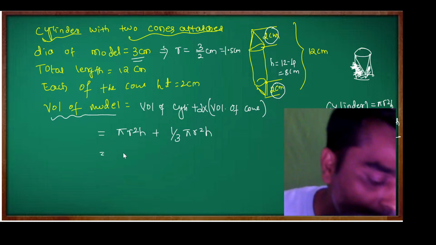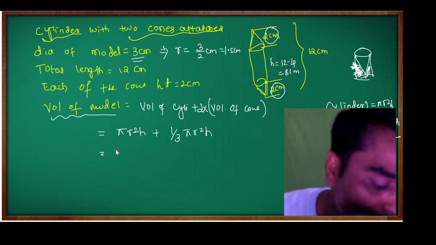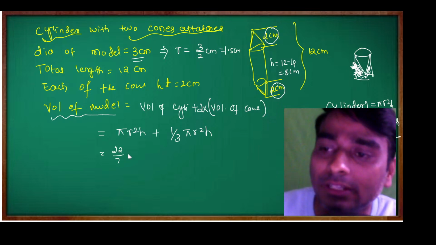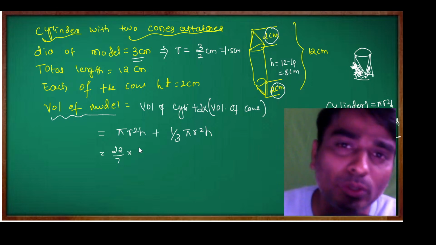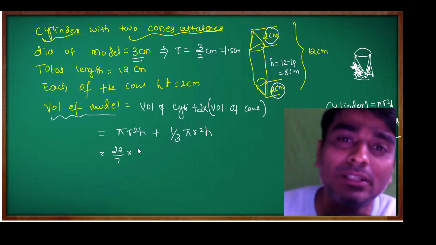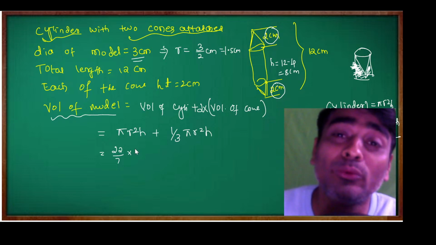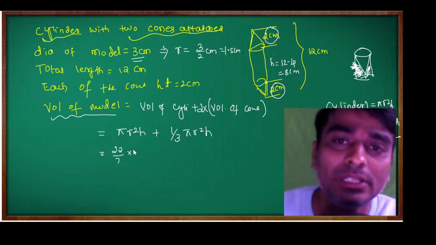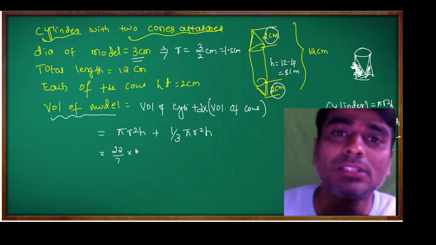Now here use the pi value. You can keep it at the end also, no problem. If you want, you can use it now only. 22 by 7. Until and unless he asks you to take 3.142, don't take it. Okay, use 22 by 7 only. If the question asks you to take 3.142, then use that value only. Don't use 22 by 7. Be careful, follow the instructions given in the question properly.